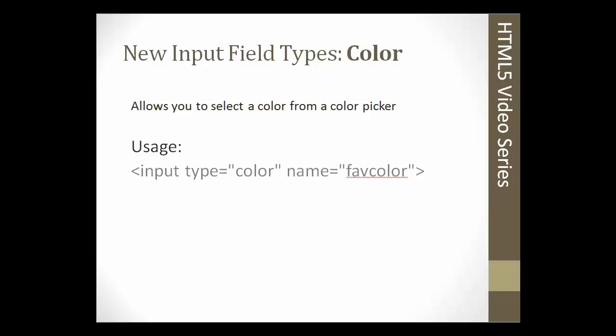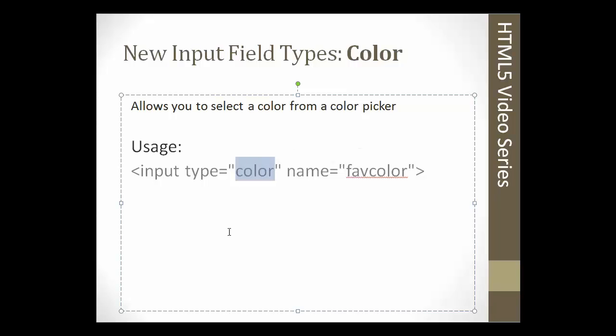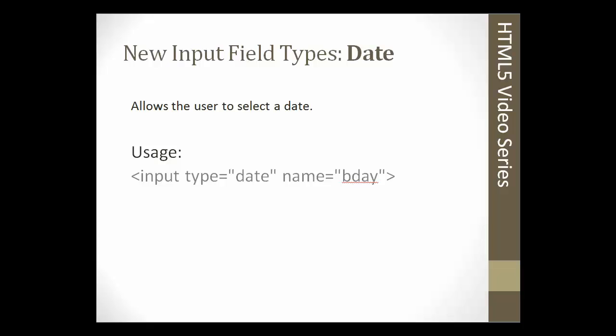The next one is color, and that's another one that before, you'd have to use some pretty heavy JavaScript for. This is as simple as using the word color in the type attribute of the input field, and you'll get a little box where you can choose the color. And we have a date field. Again, no JavaScript needed. We'd have a pop-up calendar to select the date.